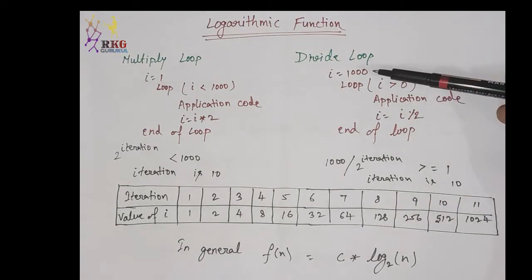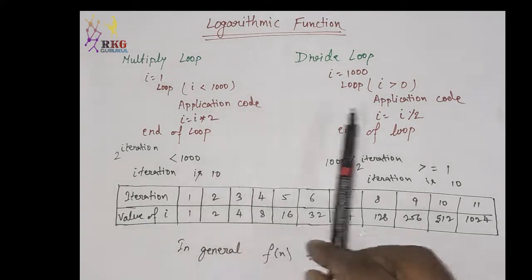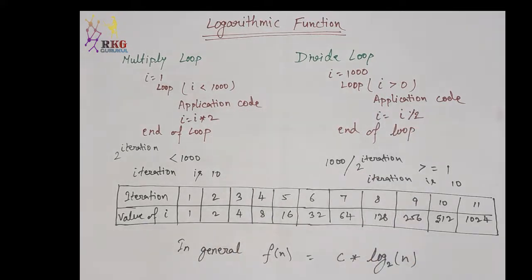And for the divide loop, in the first iteration, the value of I is 1000. In the second iteration, the value of I is 500. And so on, we have to run this algorithm until 1000 divided by 2 to the power of iterations is greater than or equal to 1. In both cases, the number of iterations is 10. That means the application code is going to run 10 times.